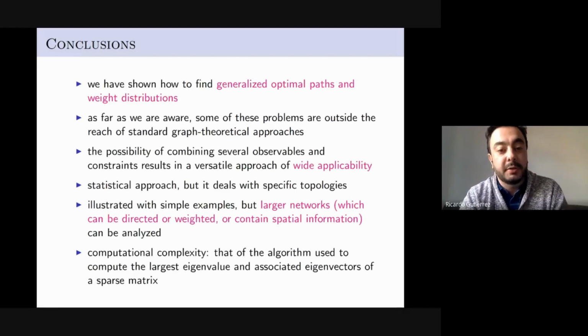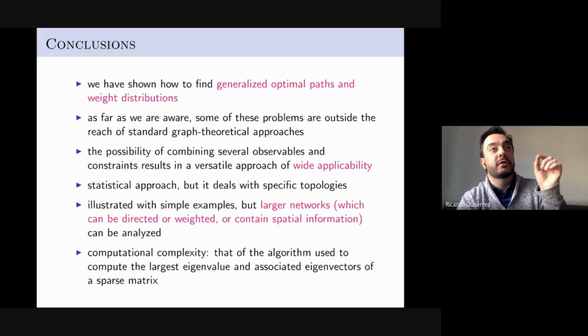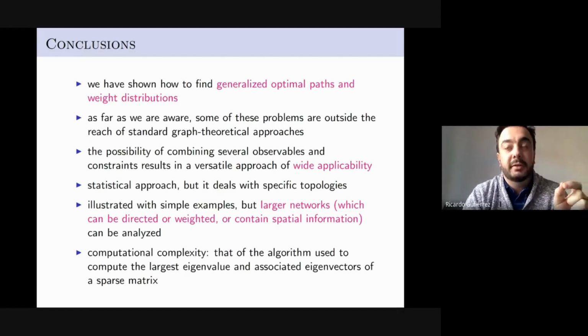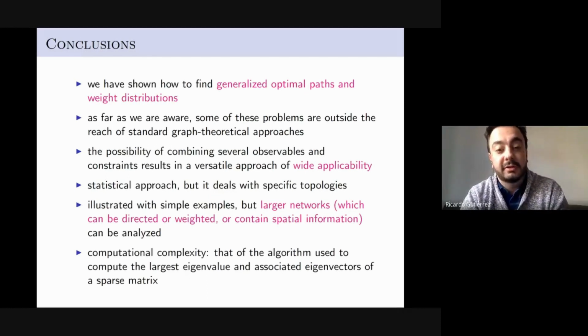And some people asked me previously, when I presented this work in some conferences, about the computational complexity. The computational complexity is that of the algorithm used to compute the largest eigenvalue and associated eigenvectors of a sparse matrix. So in general, it doesn't take long. But again, if you have specific purpose algorithms to find shortest paths, typically they are optimized to be faster, but they are less flexible in the sense that you cannot combine constraints as easily as we do here.